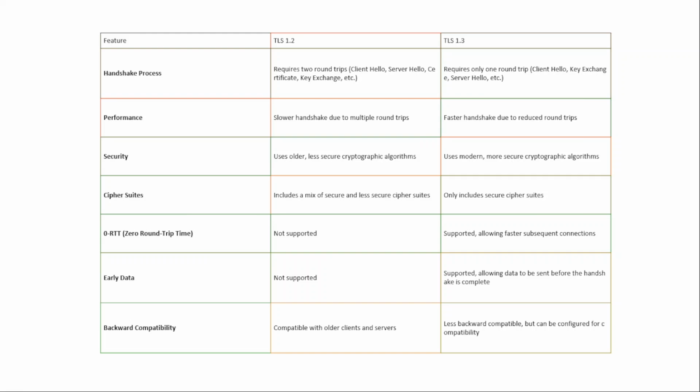In terms of security, TLS 1.2 is slightly less secure because it uses various older cryptographic algorithms, whereas TLS 1.3 uses modern, more secure cryptographic algorithms. Coming to the cipher suites, in TLS 1.2 we have a mix of secure as well as less secure cipher suites, whereas TLS 1.3 only includes more secure cipher suites. So these are the major differences between TLS 1.2 and 1.3.